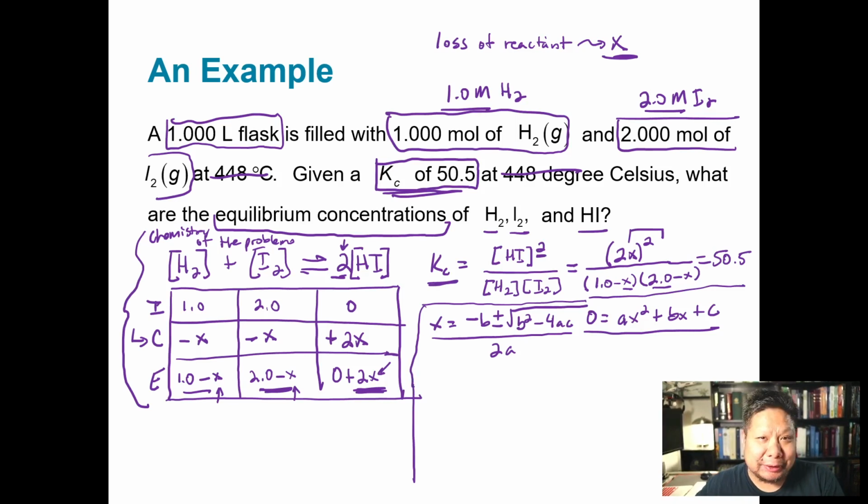which is, I don't know how much more math you can get, all right? But for us, again, to use the quadratic equation, we have to rearrange the equilibrium expression into this form right here, the ax squared plus bx plus c, right?